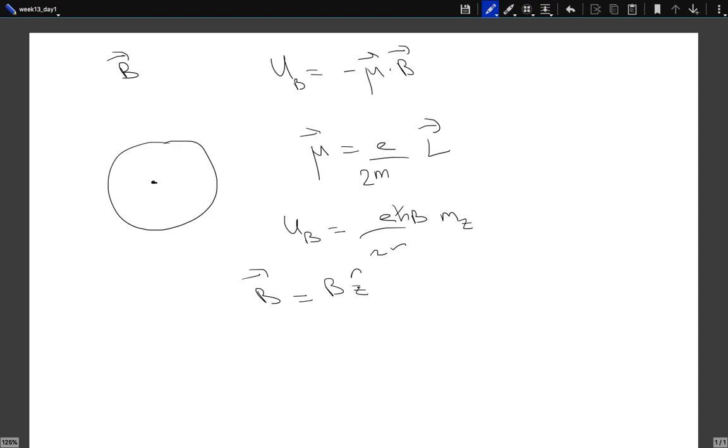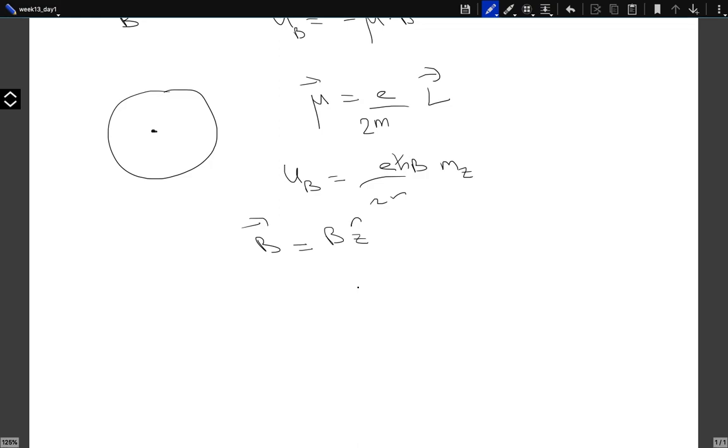So essentially this gave us a splitting in the energy values. Before, in the absence of the magnetic field, the energy depended only on the principal quantum number. And now if we have a magnetic field, the energy furthermore depends on the m_z value, or m_l, sorry.